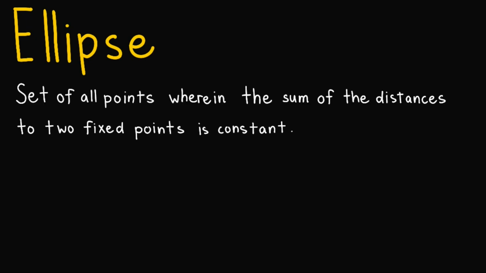So, an ellipse is defined as the set of all points wherein the sum of the distances to two fixed points is constant. As you can see, the definition out here is quite difficult to understand. So we'll try to understand this definition part by part. First, let's denote the set of all points out here as P. So our points will take the form P1, P2, P3, and so on.